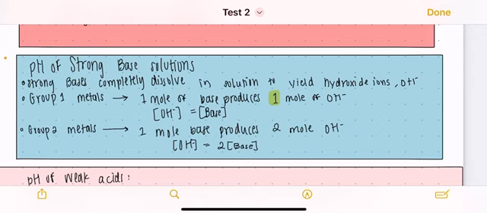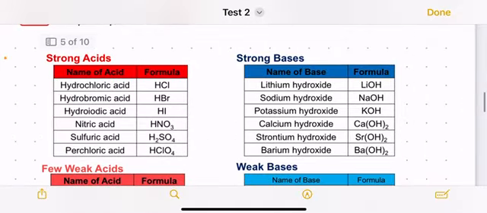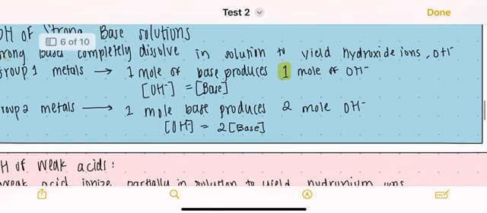So the concentration of hydroxide ions is equal to the initial concentration of the base. For group 2 metals, 1 mole of base produces 2 moles of hydroxide. And we can see this previously here as well. The calcium, strontium, and barium, they produce hydroxide with a 2 under them. And therefore, here they produce 2 moles. 2 moles of hydroxide are produced per mole of the initial base concentration.